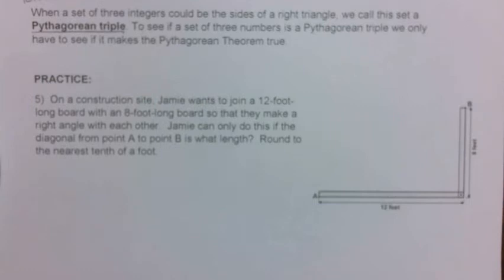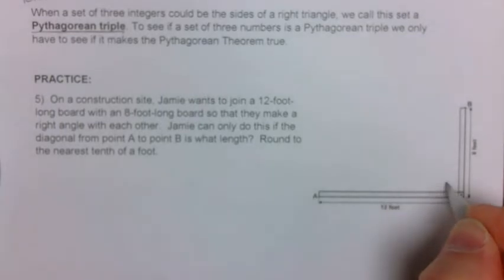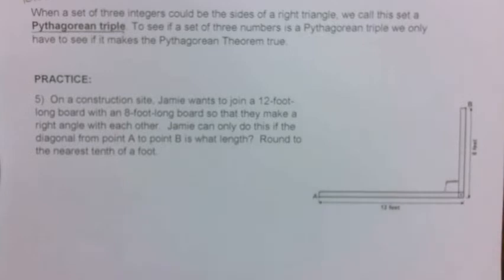In our next example, we're told that on a construction site, Jamie wants to join a 12-foot long board with an 8-foot long board so that they make a right angle with each other. So here's our picture. There's the 12-foot long board. There's the 8-foot long board. We need to make it so that they would make a right angle when we join them together.